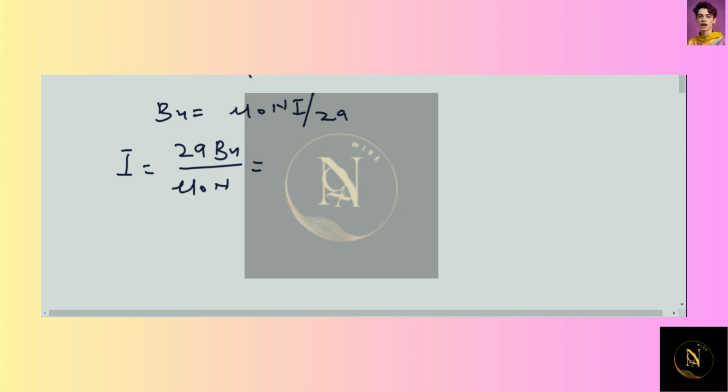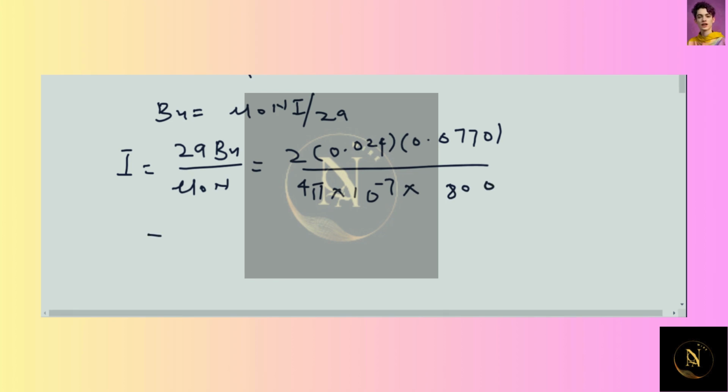Now let's plug in numbers. 2 into 0.024 into 0.0770 divided by 4 pi times 10 to the power minus 7 multiplied by 800. So the electric current is equal to 1.368 ampere. Now let's do part B.